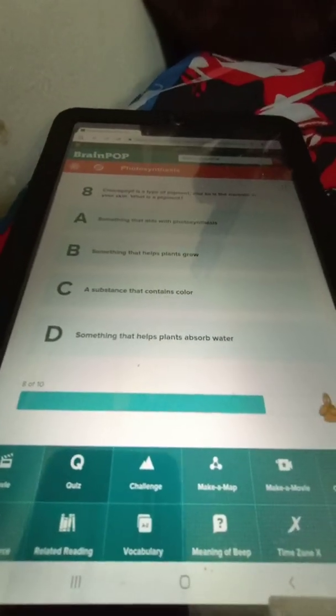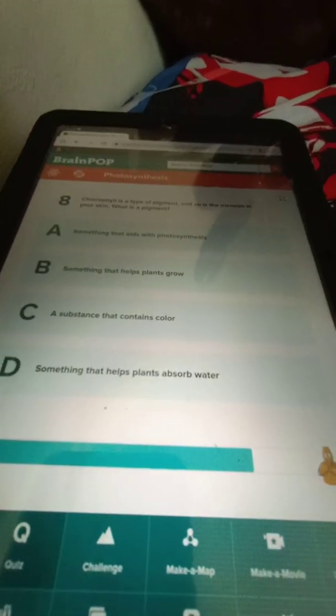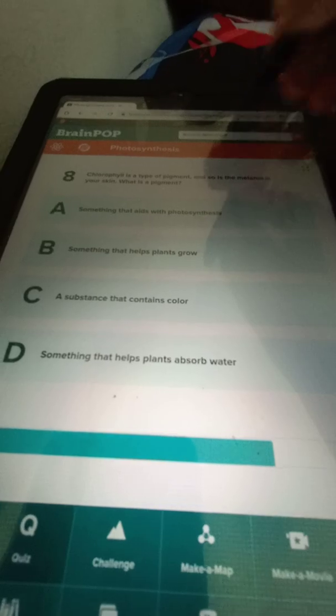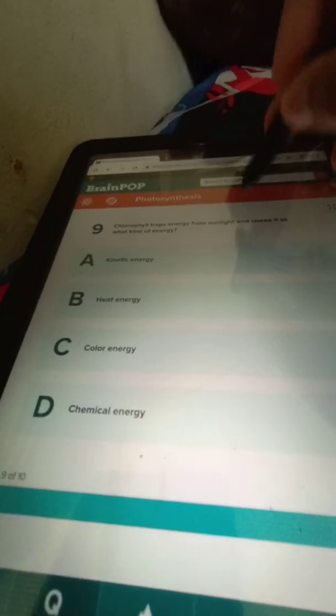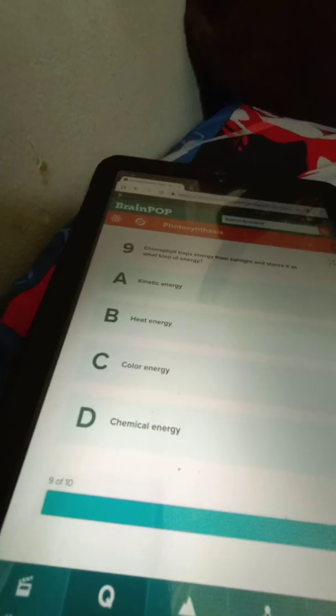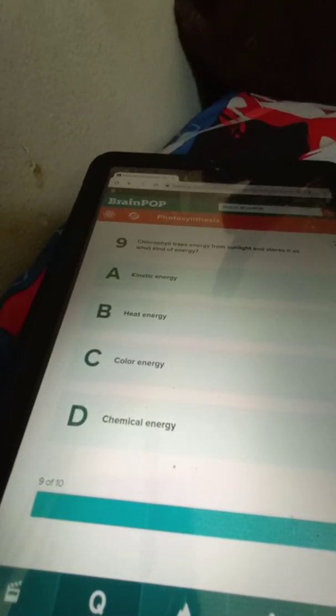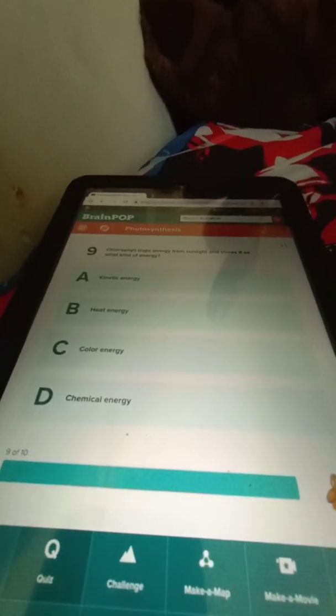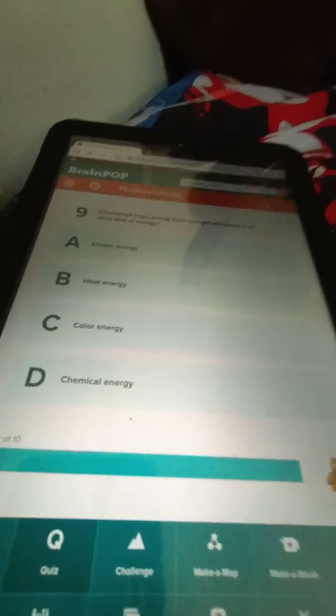Chlorophyll is a type of pigment, like melanin in your skin. What is a pigment? 10 seconds, think. 5, 4, 3, 2, 1. The answer is C. If you said C, you're right. Number 9. Chlorophyll traps energy from sunlight and stores it. What kind of energy? 5 seconds. We just heard it. 3, 2, 1. It is chemical energy.